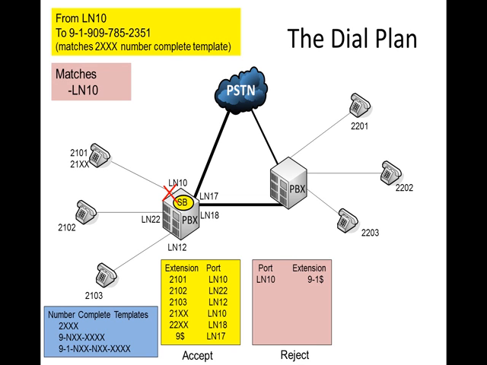Same kind of thing from LN10. Since that's the port we put this reject on, I'm going to dial 91909-785-2351. Actually, that's wrong. It doesn't match the 2XXX. It matches 91X. Sorry about that. So I get a match. It says LN10, but since I have a reject, that call is put away. Rejects always override accepts, period. If you have an accept and you have a reject, the reject wins. Okay?